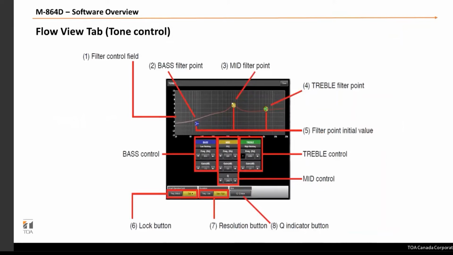Flow view tab, tone control. So we have there digital control on the bass, mid, and treble, as well as you can have PEQ capability there and go select the frequency exactly that you want to set up from your bass, mid, and treble.